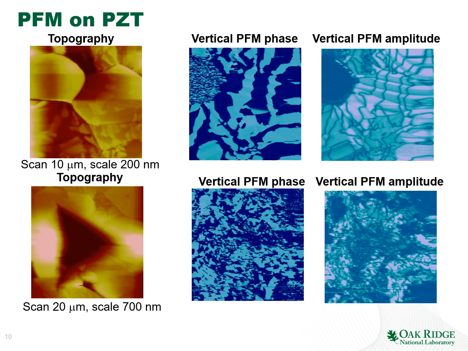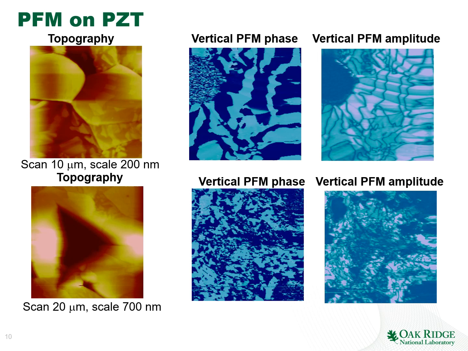Let's look at a few examples. So this is an example of PFM on PZT, lead zirconate titanate. This is the topography of the ceramic sample. It was polished and then it was selectively etched. So in this case, we see the grains, for example, this one or this one. And within the grains, we see fine features that form due to the selective etching between the positive and negative domains.